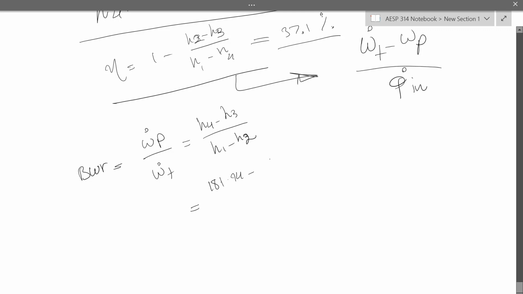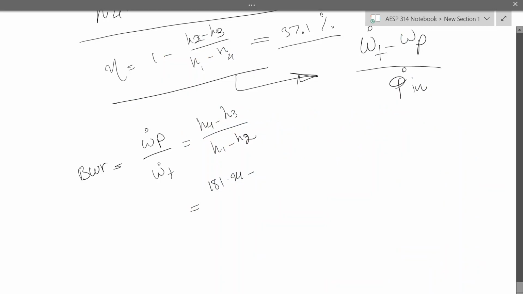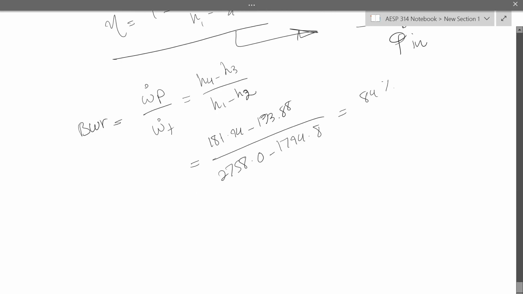181.94 minus H3. What was H3? 173.88, divided by, what was H1? 2758.8. Thank you. Minus H2, 1794.8. Your backwork ratio is going to be equal to around 84%. So 0.84.